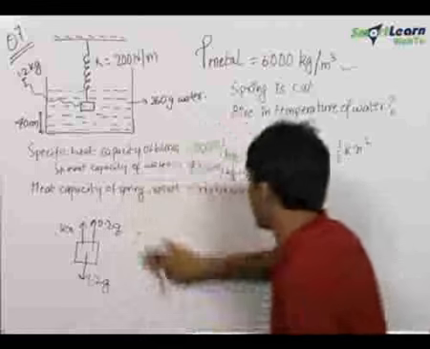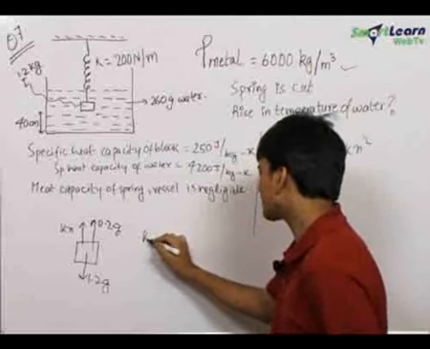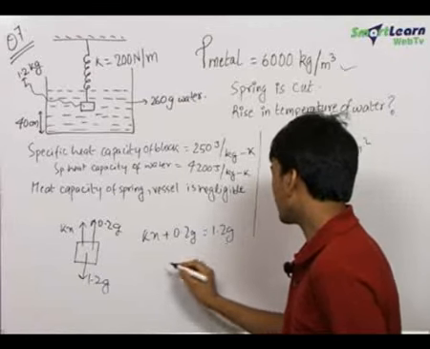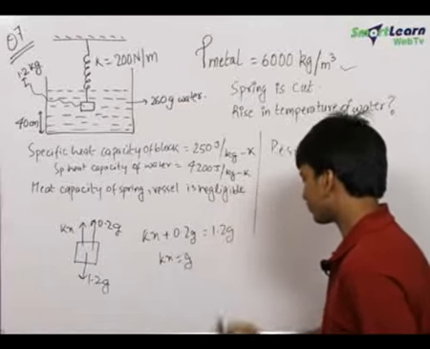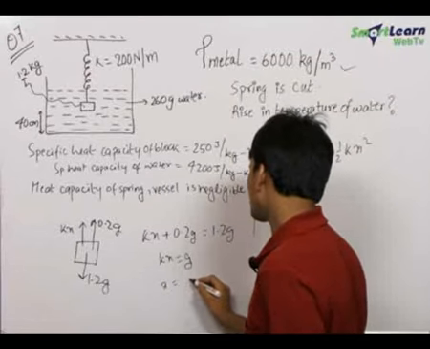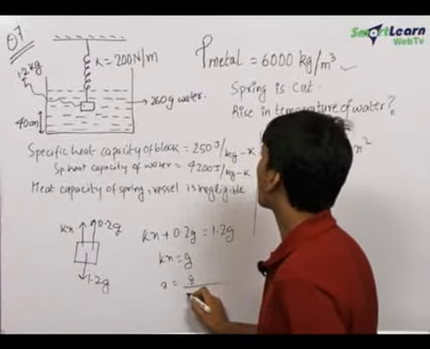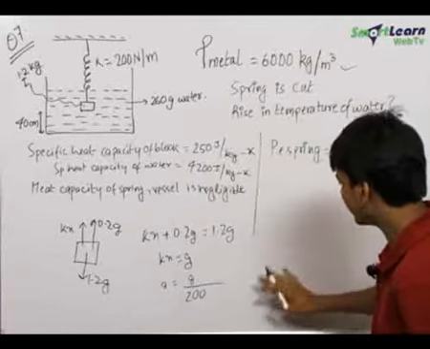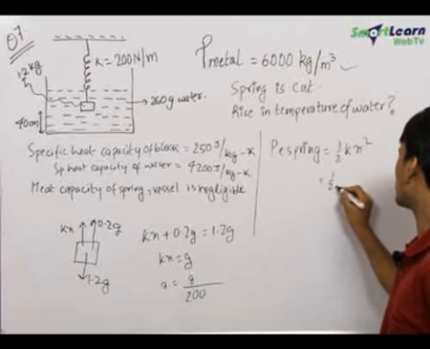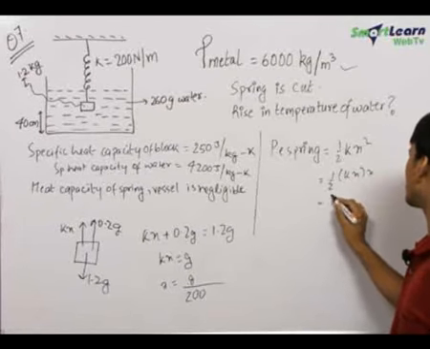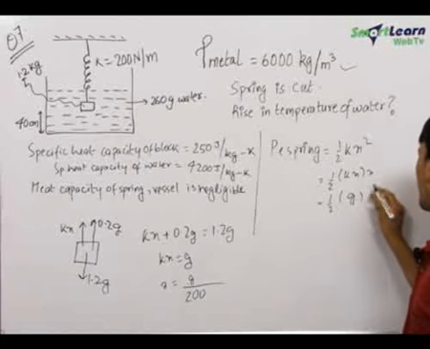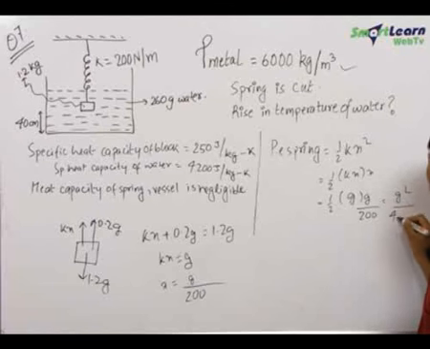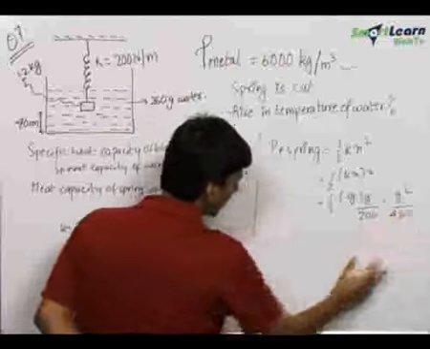Therefore what we can write now is that kx plus 0.2 g is equal to 1.2 g. Therefore kx is equal to g. Now from this we get x is equal to g upon k, that is g upon 200. By filling in this value, we get potential energy of the spring equal to half into kx into x, that is half into g into g upon 200, which is equal to g square upon 400. This was the initial potential energy of the spring.